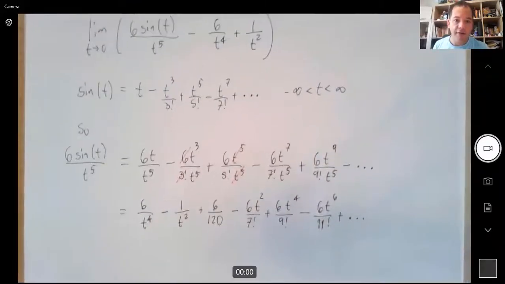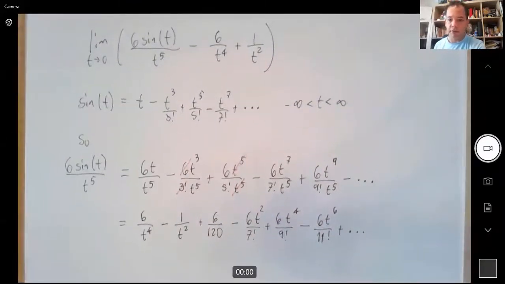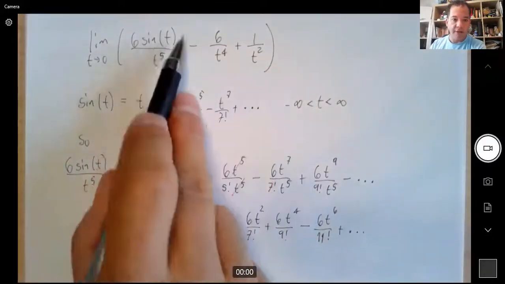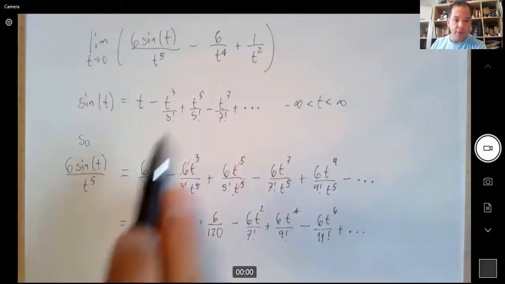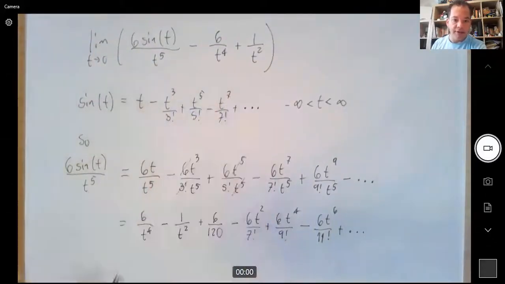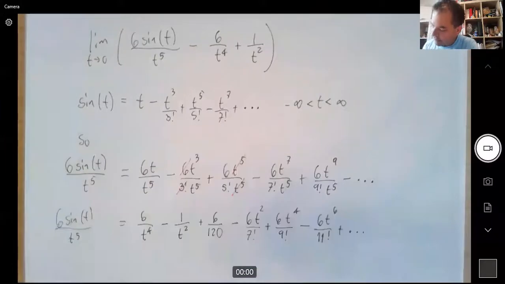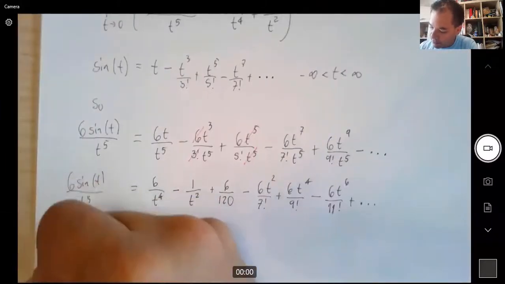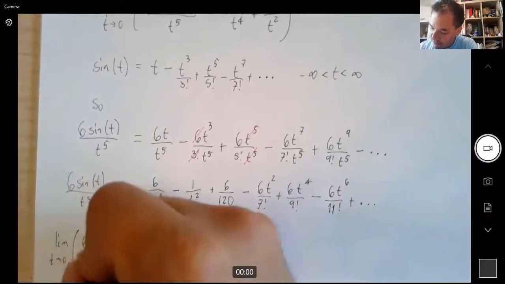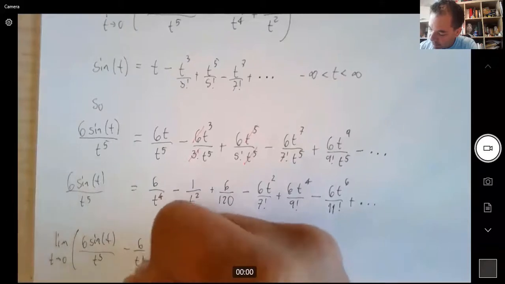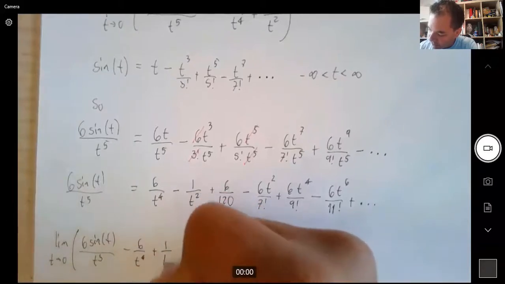All right, and now you can tell, right? Let's go back to what the limit we wanted to do was. We want to do this limit over here. So I have this expression, and then I was going to subtract these two. Oh, that's easy because look, they just appear right here, right? So I just have to put them on the other side of the equation. So let's do that, and then take the limit. So let's write down the limit that we want, which is 6 sine t over t to the fifth minus 6 over t to the fourth plus 1 over t squared.